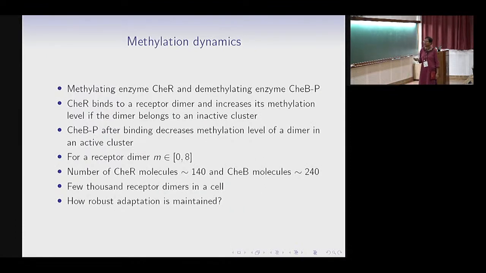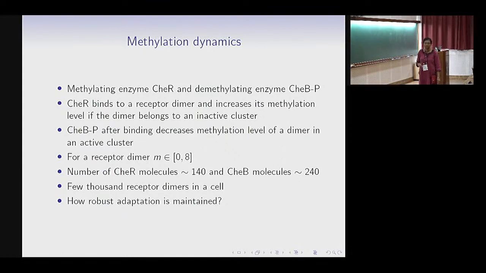So this methylation dynamics, I have already mentioned a few things. Another thing to keep in mind is that the methylation of each receptor dimer cannot increase infinitely or decrease infinitely. It always has to be an integer between 0 and 8. So if a receptor dimer already has methylation level 8, then even if a KR binds to it, it does nothing. It is already maximally methylated, and then the response also tends to get saturated.